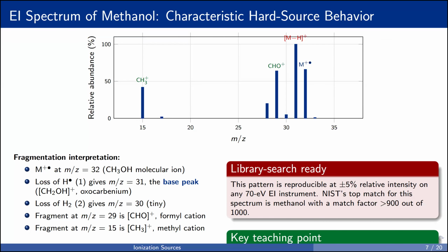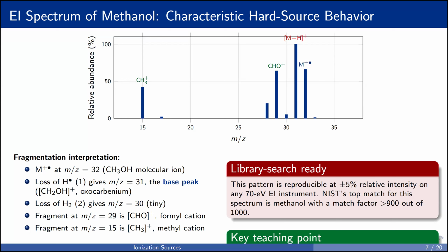The point I want you to take away is, even for tiny methanol, the molecular ion is not the biggest peak. You see fragments. This is the signature of hard ionization. And here's the upside. This pattern is reproducible. If you run this sample on any EI instrument anywhere in the world at 70 electron volts, you get the same peaks at the same relative intensities within about 5%, which means a library search is reliable.